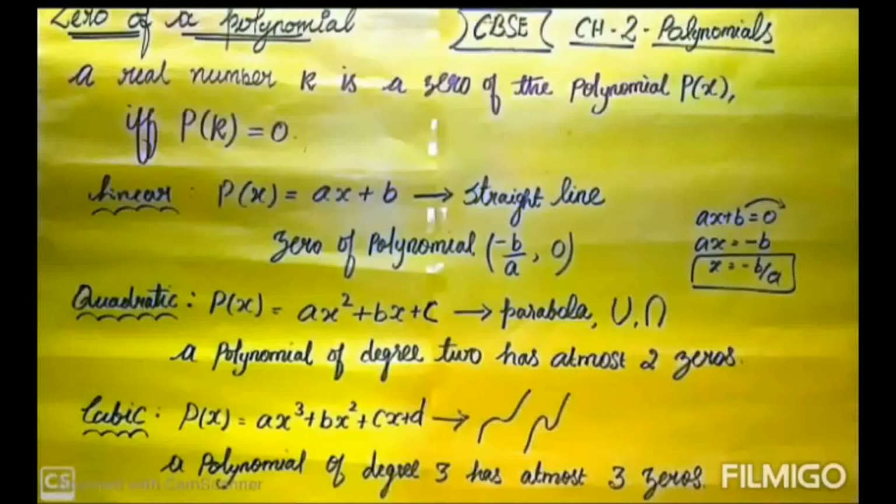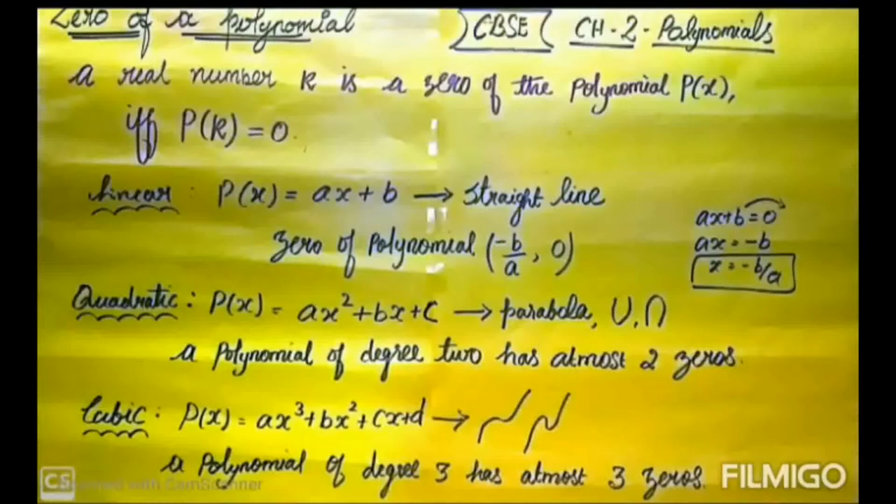So that is the 0 of the polynomial here. When we substitute the value x equal to minus b by a in the given polynomial, you should get the answer as 0 for y. That is why in the ordered pair I have written minus b by a comma 0. The first one represents your x ordinate, and the 0 represents your y ordinate.